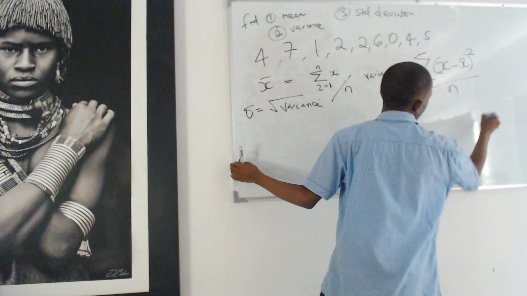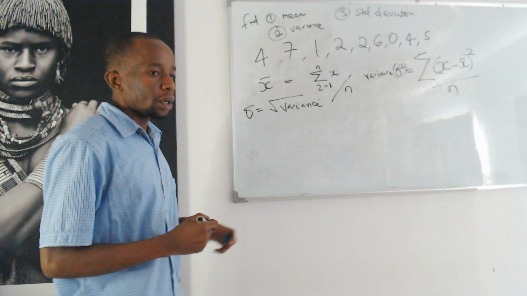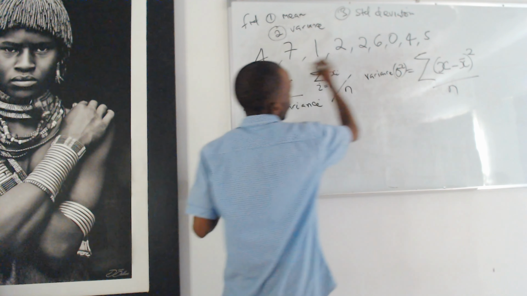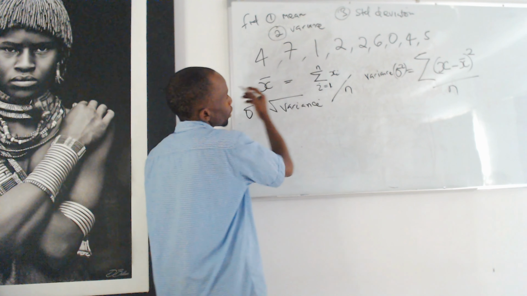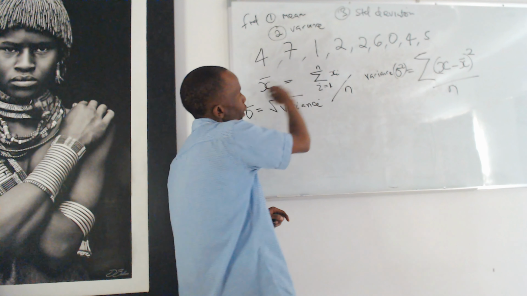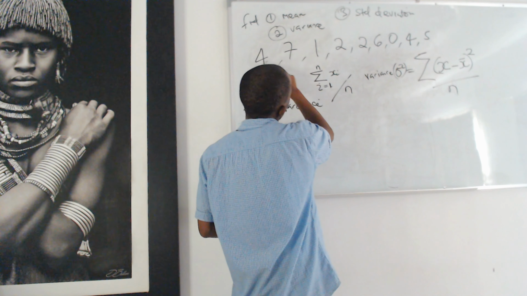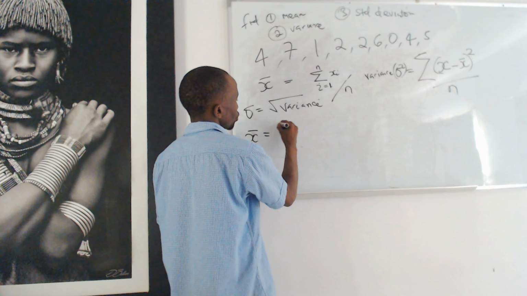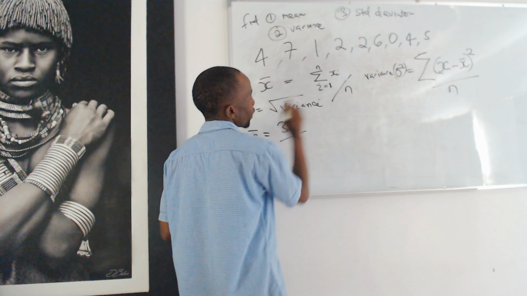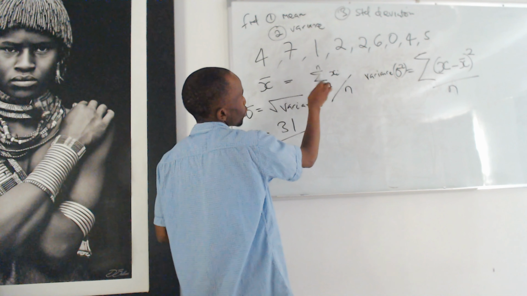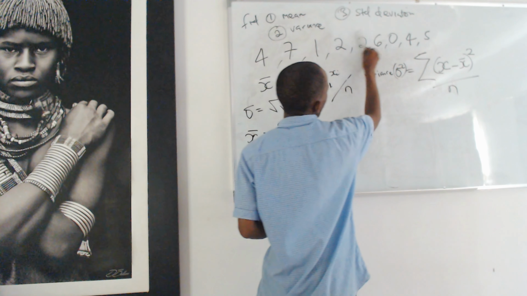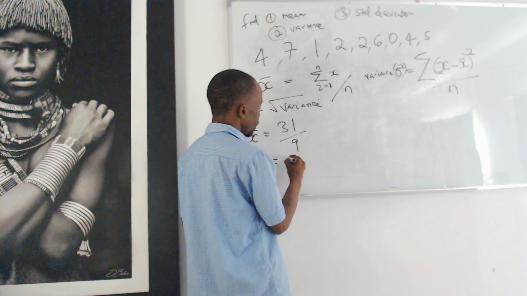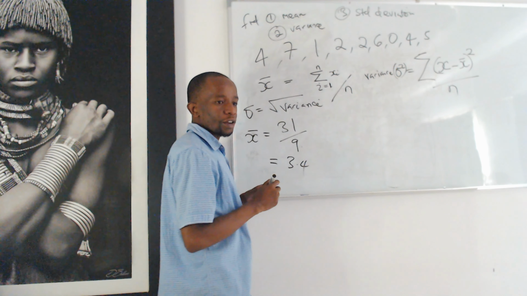So that's about it, guys. Let's quickly look at how we can now find the mean. We have to add up all these figures and then divide by n. So if you add up all these numbers, 4, 7, 1, 2, 2, 6, 0, 4, and 5, the answer is going to be equal to 31. Divided by the count. How many values do we have? We have 1, 2, 3, 4, 5, 6, 7, 8, 9. So 31 divided by 9 means that our mean is 3.4.